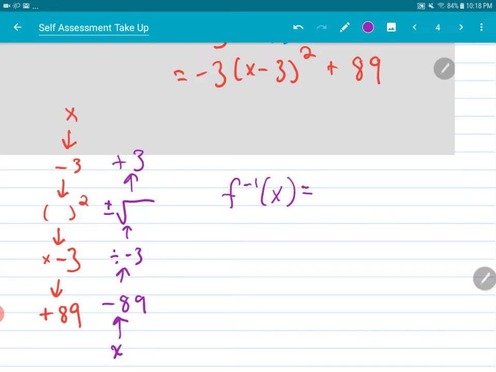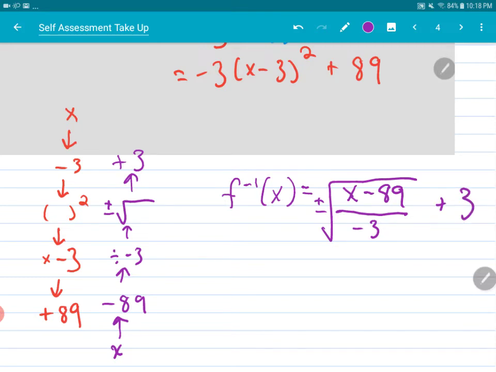F of inverse x is, well, what happens to x? First we subtract 89, divide everything by -3, take the square root, and finally add 3 at the end outside of the square root.